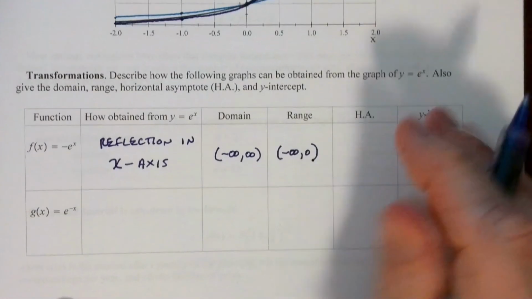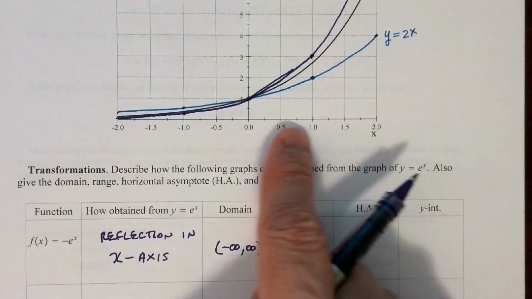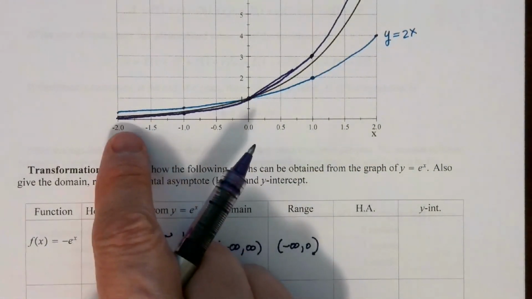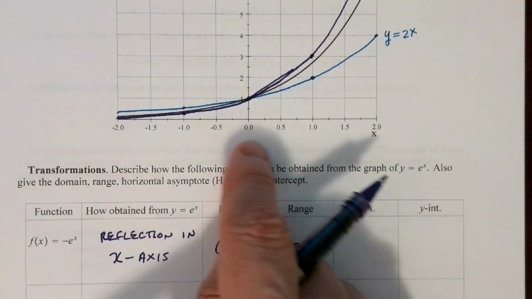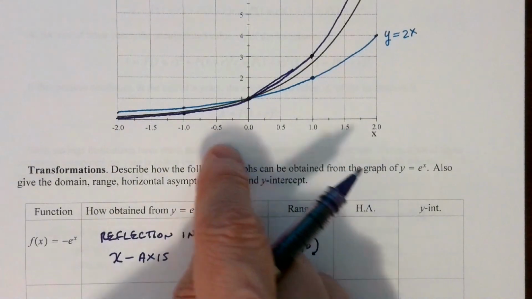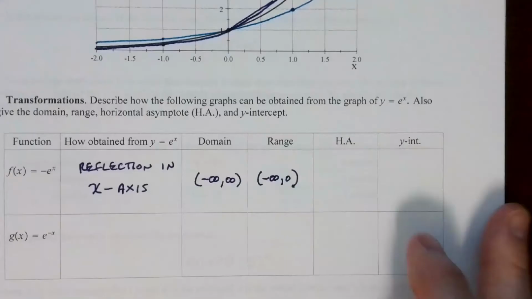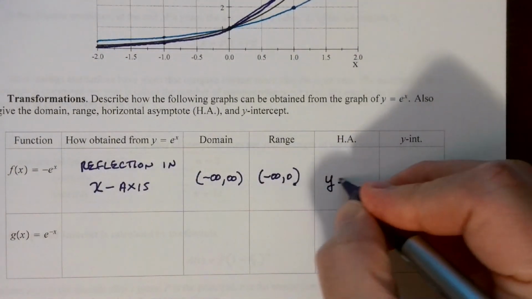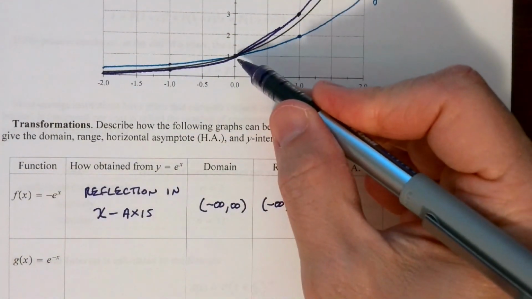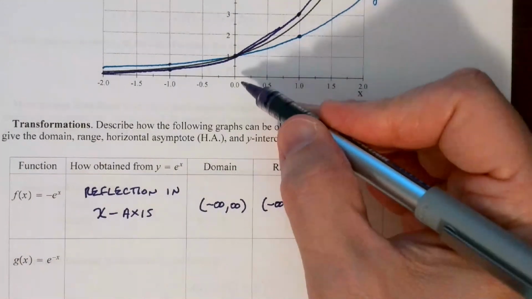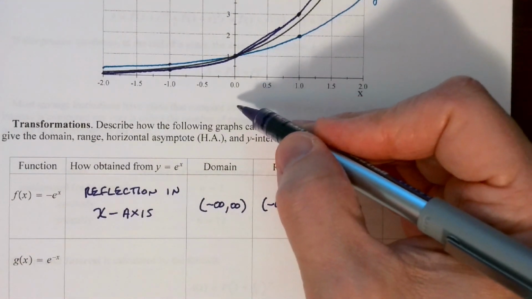The horizontal asymptote is still y equals 0, right? So here's the horizontal asymptote, y equals 0. The graph is now looking like this, but it's still approaching that horizontal asymptote, just from below this time as x goes to minus infinity. And what's the y-intercept? It was (0, 1). Now it's (0, negative 1).